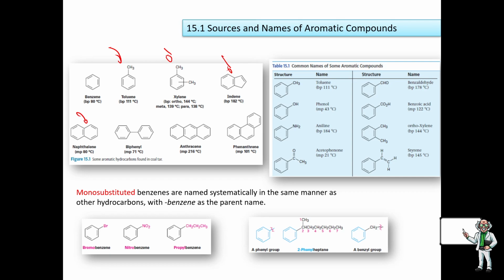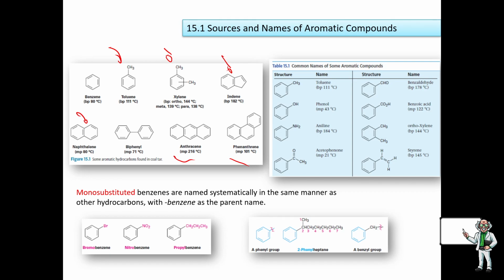If we have three fused benzenes but in a linear way, it's called anthracene. And finally, if it's in an angular way, it's called phenanthrene. I am sorry, but you need to know these names. You need to memorize all these names.